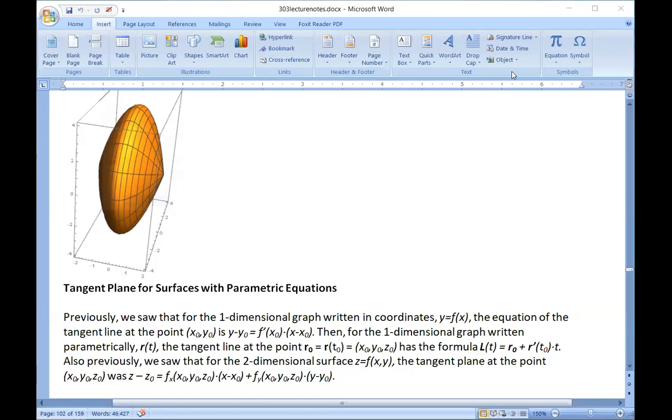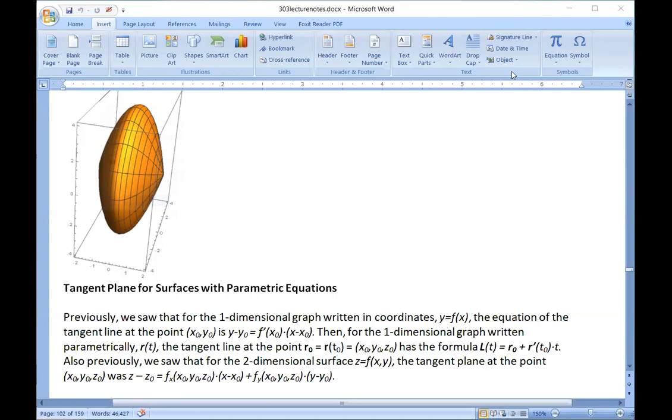Now you've also previously seen how to talk about the tangent line for a one-dimensional graph which is written parametrically. So the formula for that, we could say it's r of t, and then the tangent line at the point r0, which you can think of as r of t0, and we can think of the original point as being x0, y0, z0. You could write it all those different ways. So the formula for that tangent line, we would say L of t, if we like, equals the original point, r0, plus the tangent vector or direction vector, r prime at t0, times our parameter t.